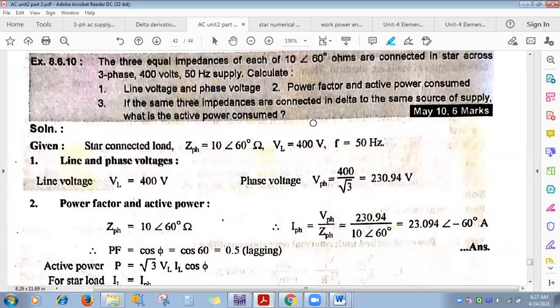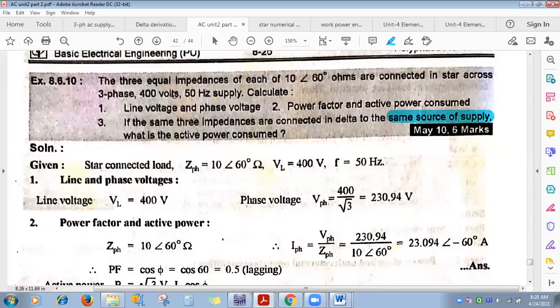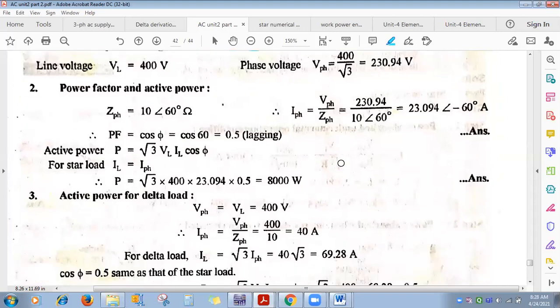Now see, what about the supply specification? The same you have to consider. Means VL is equal to how much? 400 volt, 50 hertz, 3-phase AC supply. VL is 400 volt. Now impedance is also the same, 10 at an angle of 60 degrees. Now only thing is that you have to connect in delta. So if you connect in delta, then VL is equal to VPH, isn't it? For delta connection, and IL by root 3 is IPH.